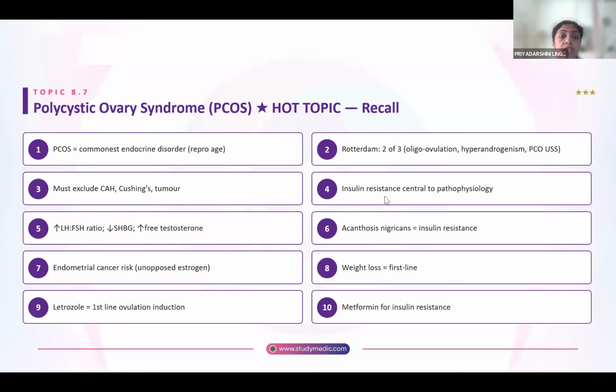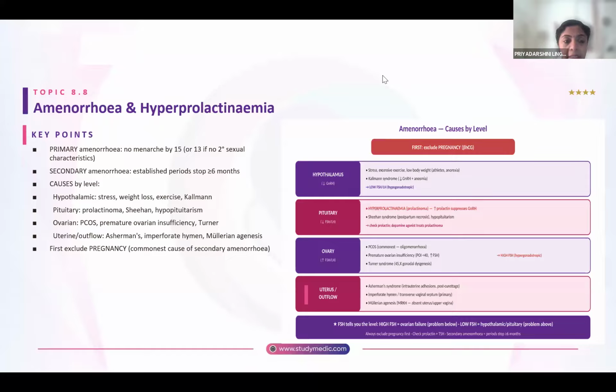Now, what do you understand by primary amenorrhea? Any girl who hasn't got periods by age of 15, or she's 13 years but she has no secondary sexual characters, you name her as primary amenorrhea. Now coming to secondary amenorrhea. If it's been more than or equal to 6 months she has not got her periods, then you take it as secondary amenorrhea.